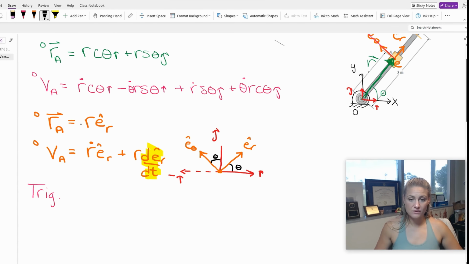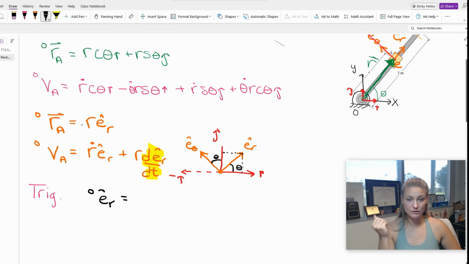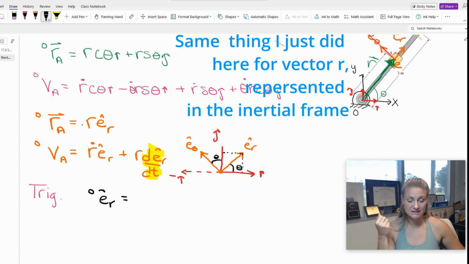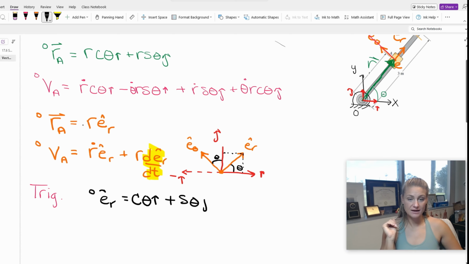So I can say, well, what does e_r equal? e_r is going to equal, in terms of my inertial frame, all I'm going to do is my vector transformation. I'm going to project the components of this vector onto the inertial axes or the Cartesian axes. So I'm going to take this vector and I'm going to say, what is its I component and what's its J component? Its I component, since e_r is a unit vector, is going to have a length of 1. So I'm going to say that e_r is 1 cosine theta I plus 1 sine theta j.